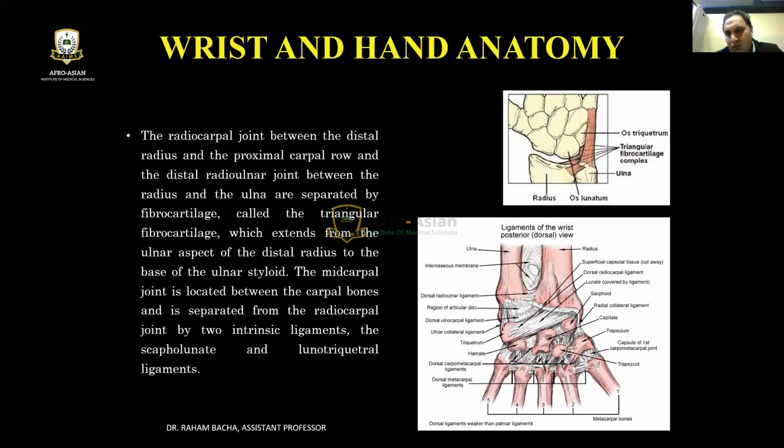These are small bones, eight in number, and this is a complex joint between the two long bones, radius and ulna, those small carpal bones, and the five metacarpal bones.